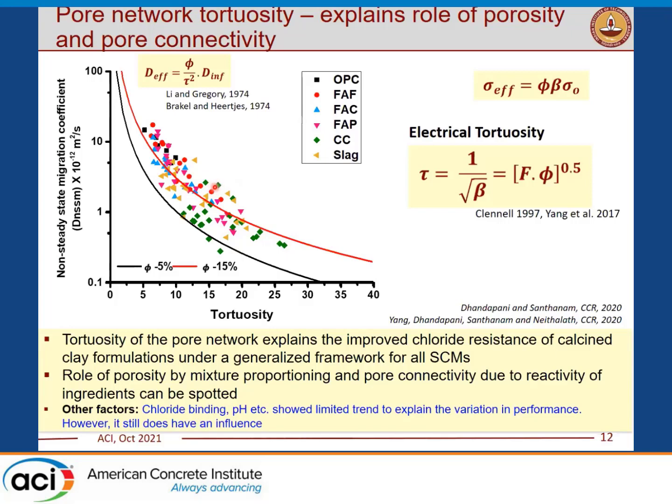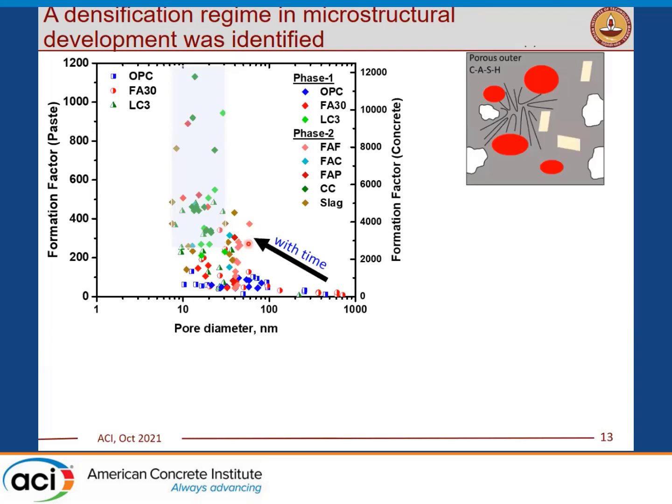it is always expected to have very low transport characteristics like chloride penetrability. Of course, there are other parameters which also have an impact. And when we tried to look at it, it showed a very limited trend compared to the pore network-based parameters as such. We tried to understand the evolution of this parameter further by relating it to pore sizes.